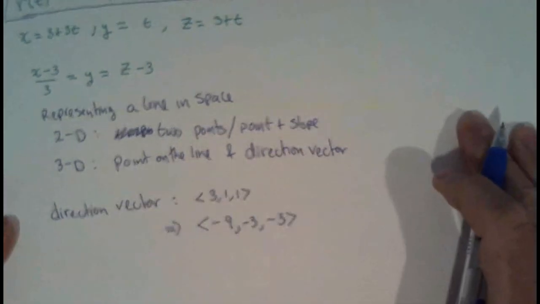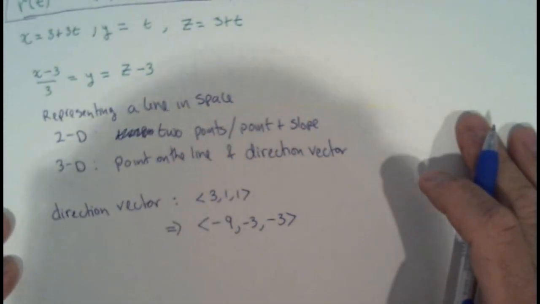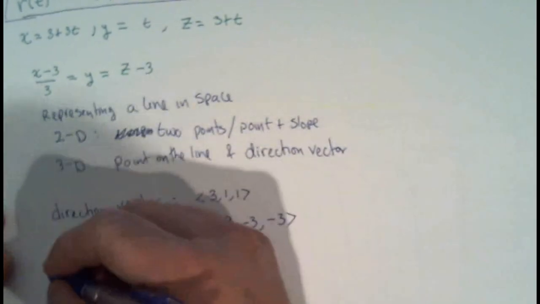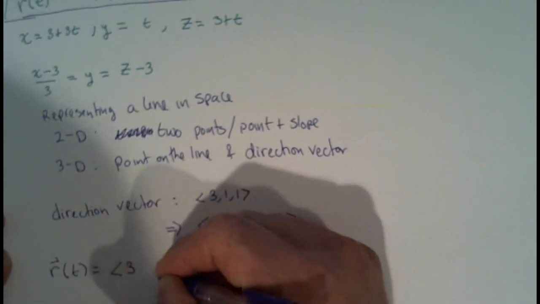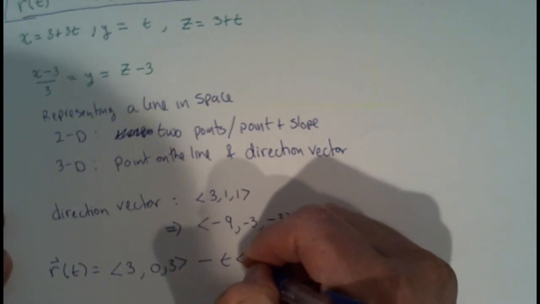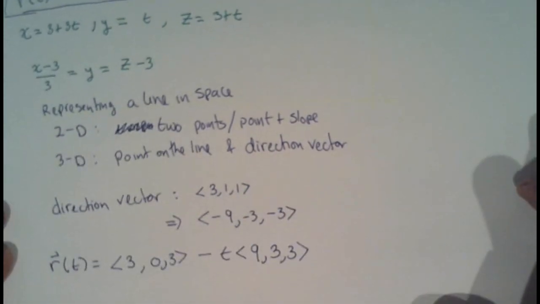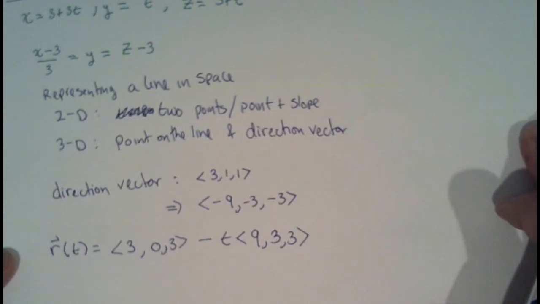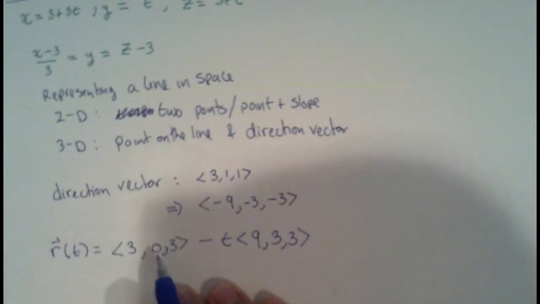So that direction vector, while it's not the same, is proportional by a constant factor of -3 that I multiply. So I can have my new line to be 3, 0, 3 with new direction vector 9, 3, 3. And that is a different representation of that vector equation that I have above.